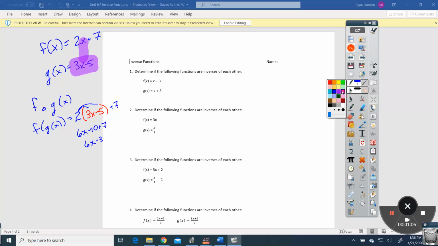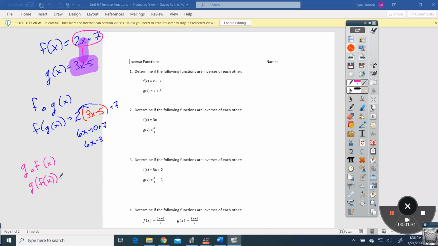And then we would also do g of f, meaning we're going to take this f function and plug it into g. So that also looks like this. This is called function composition, and you're like, we're supposed to be doing inverse functions. We use function composition to determine if they are inverse functions.